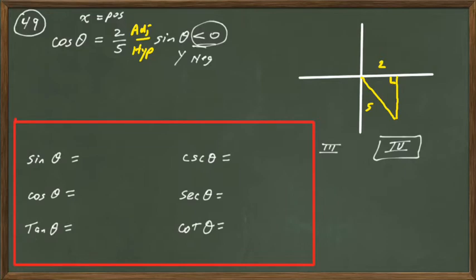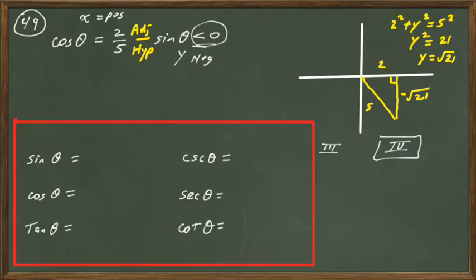If you do the Pythagorean theorem, 2 squared plus y squared equals 5 squared, you're going to get 25 minus 4, 21. So you're going to get radical 21. But I believe it's negative in this quadrant. The y has to be negative.